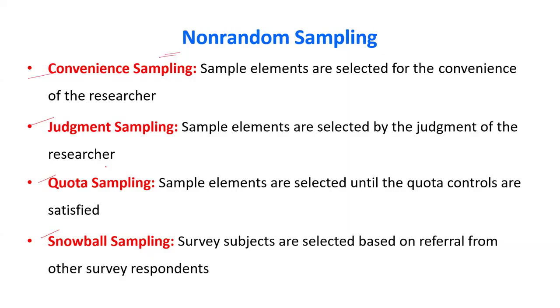Then the quota sampling. Here, it's based on the quota. You will say that from this group I will just take 10%, and from this group, you only fix the quota. Again, people will fix the quota, and then based on that quota, you generate the samples. That is known as quota sampling.